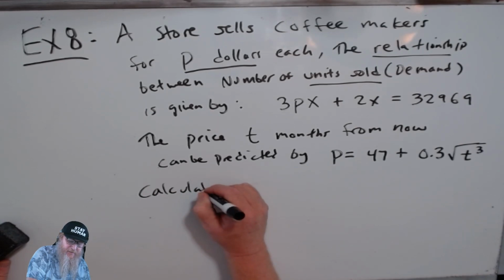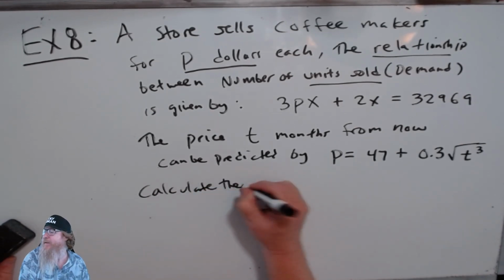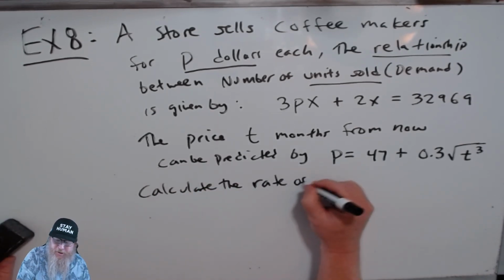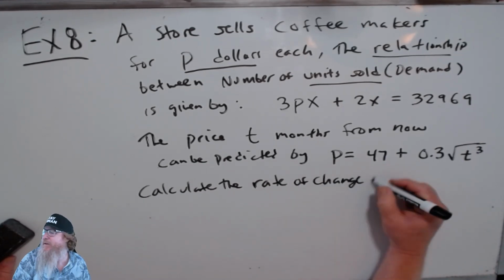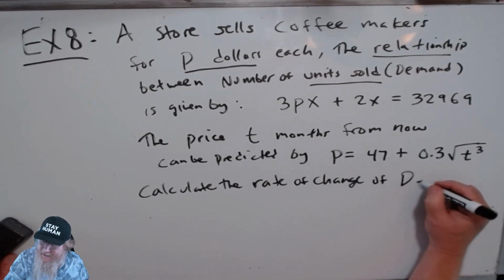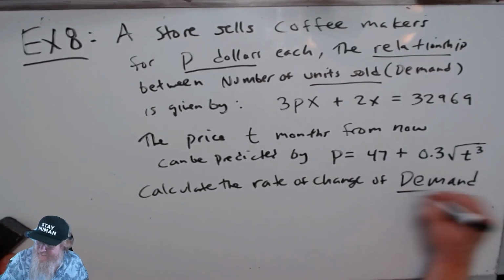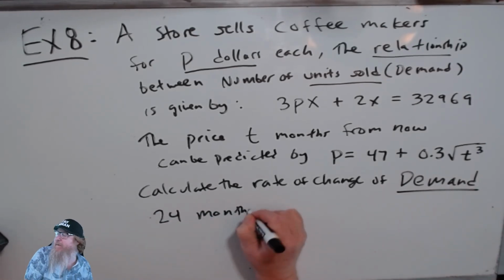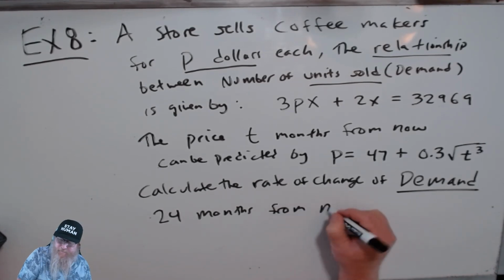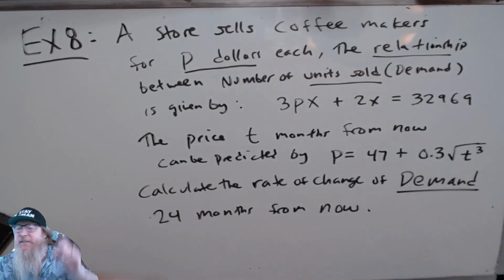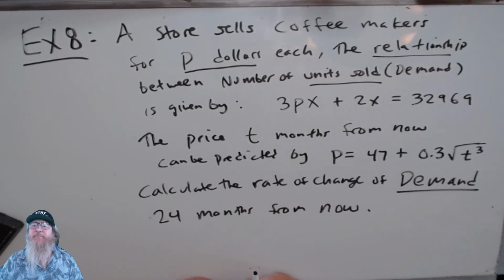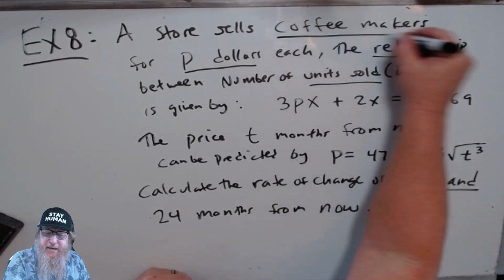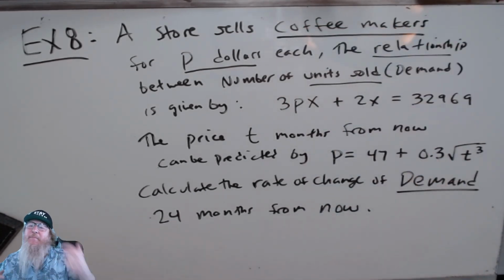Calculate the rate of change of demand 24 months from now. So everything starts right now, right? We're doing this analysis now. That's time equals 0. That's the 0 month, right?